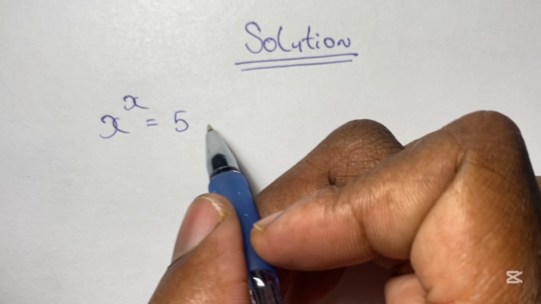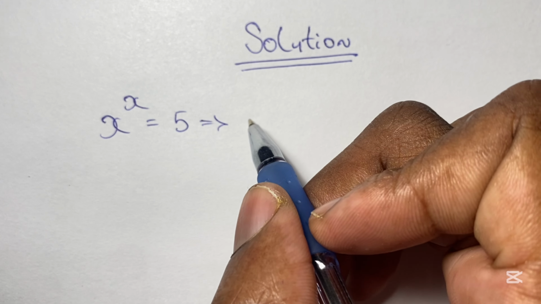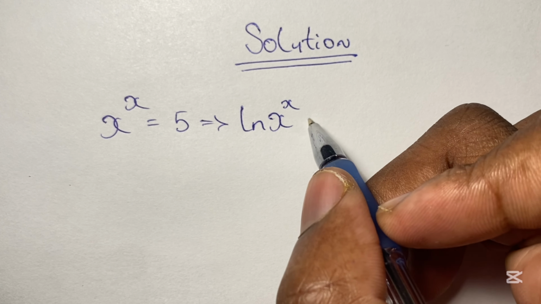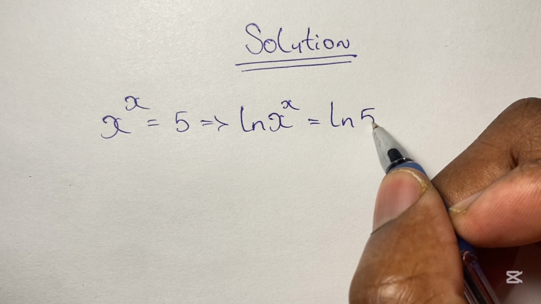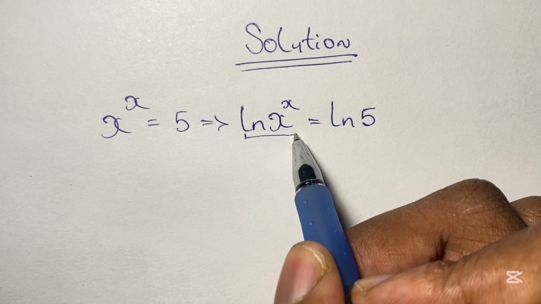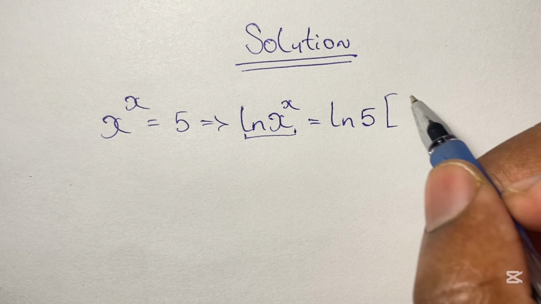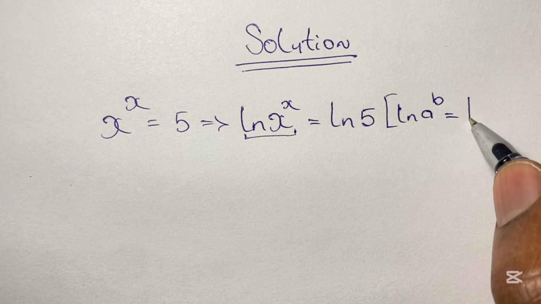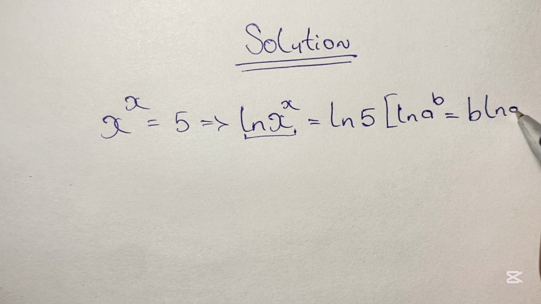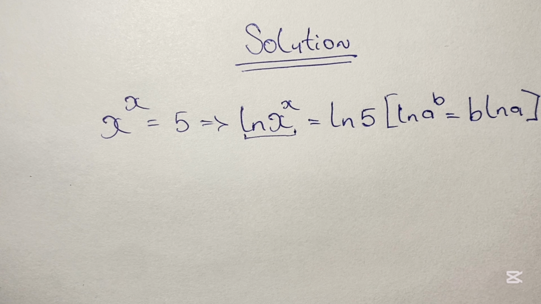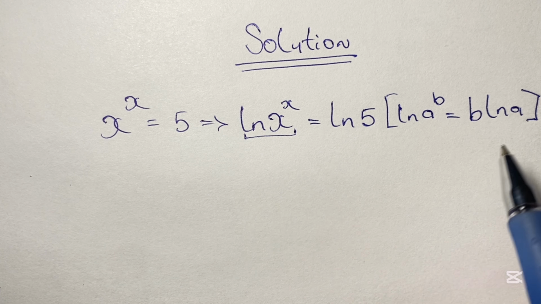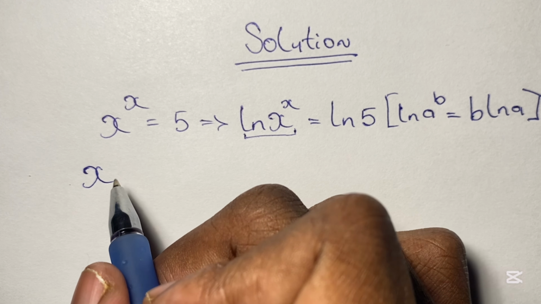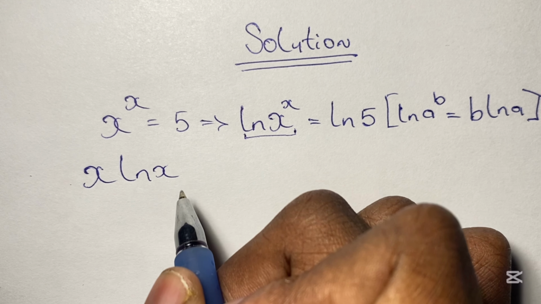We have x to the power of x equals 5. We start by taking the natural log of both sides of this equation. So we have ln of x to the power of x equals ln 5. Now we can simplify this by applying this logarithm rule where we have ln of a to the power of b, which can be simplified as b times ln a. So therefore we're going to have x times ln x equals ln 5.